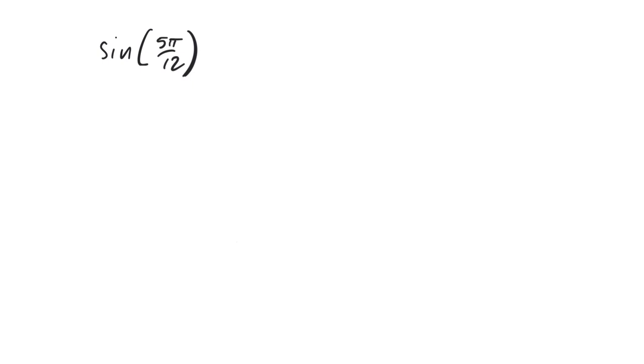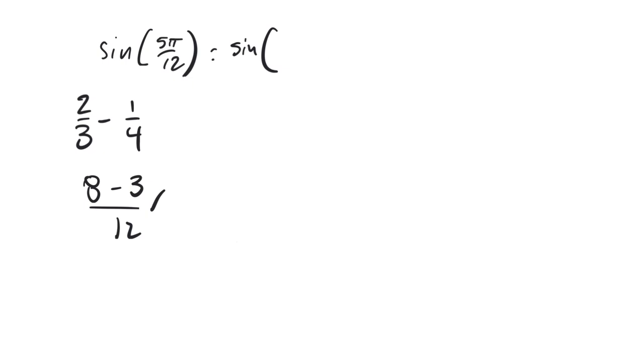So now we have another one. We have sine of 5 pi over 12. If I am correct, I think that is 2/3 minus a fourth. Is it minus a fourth? Let's see. 8 minus 3 over 12. Yep, so it's a fourth. Okay, so I can break this up into sine of 2/3 pi minus pi over 4. I just use the regular fractions and I just slap the pi on later.